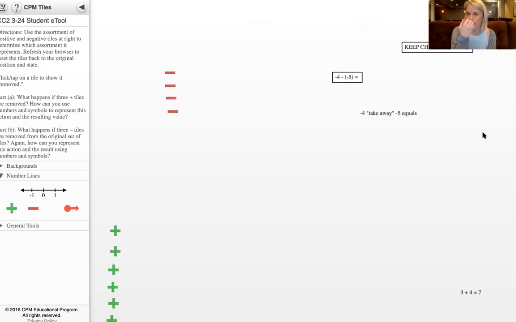So I see 0 pairs. Now I don't have to add 5 0 pairs because I already have some negative signs out here. So how many 0 pairs do I have to add to my picture? Now I have -4 on there already, and I have to take away -5.